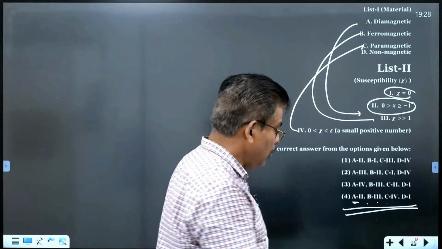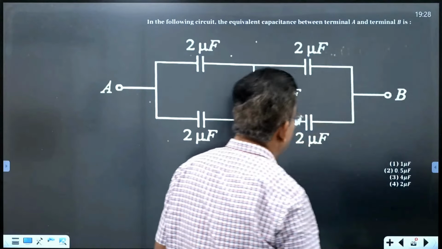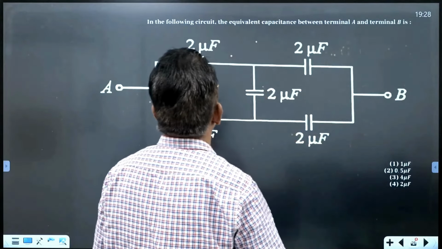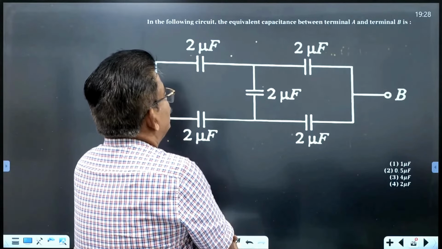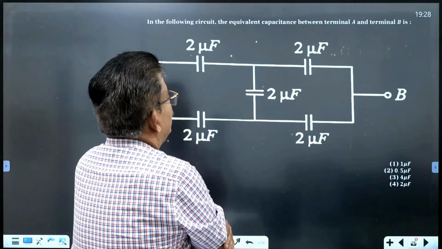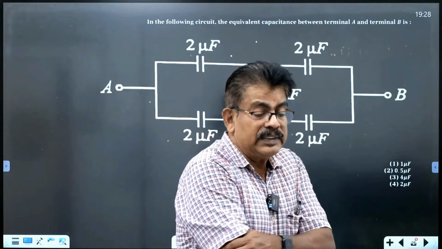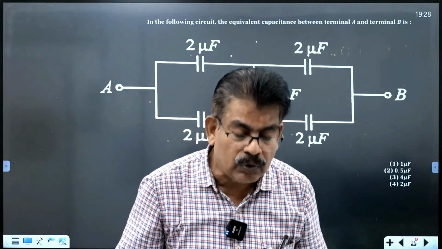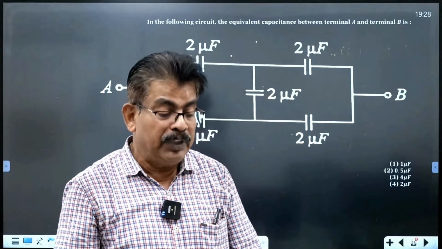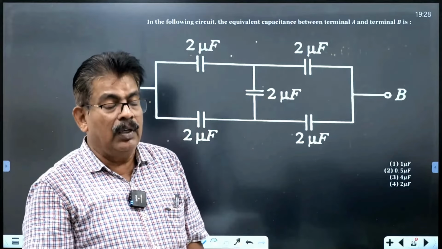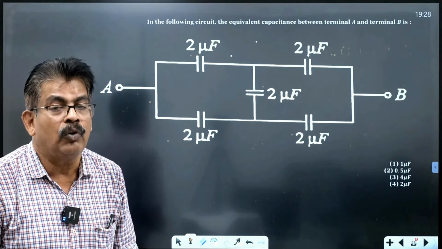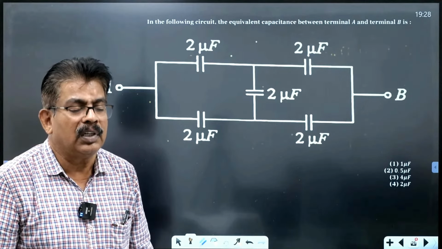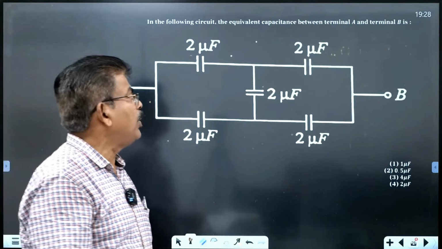Next question, the 25th question. In the following circuit, find the equivalent capacitance between terminals A and B. This is equivalent to a balanced bridge. We cannot call it a balanced bridge, because balanced bridge refers to a resistance network. This is a capacitance network.